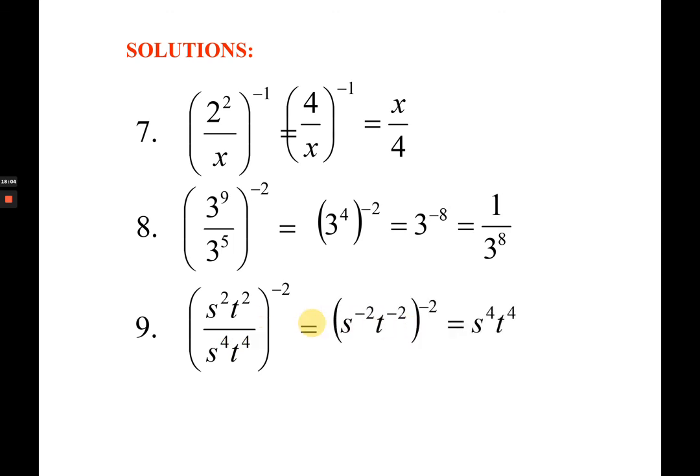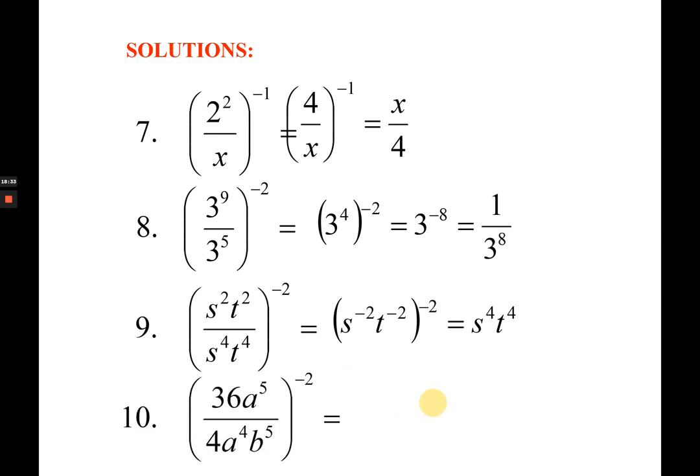So it applied the quotient rule. 2 minus 4 is negative 2, 2 minus 4 is negative 2, and then multiply both by negative 2. Negative 2 times negative 2 is positive 4. That's it. You can actually use any rule, whichever you think will work for you. As long as you follow the rules, you'll get the same correct answer.